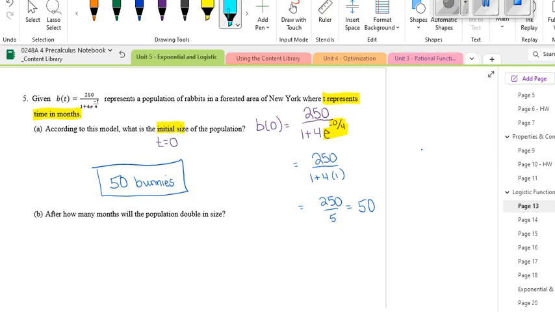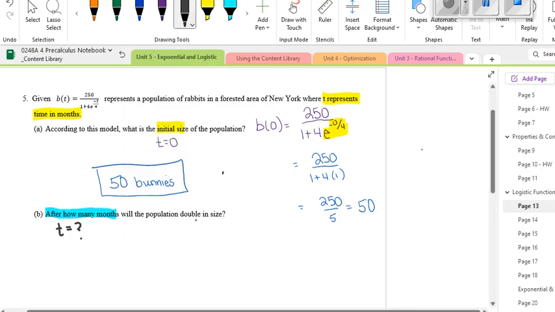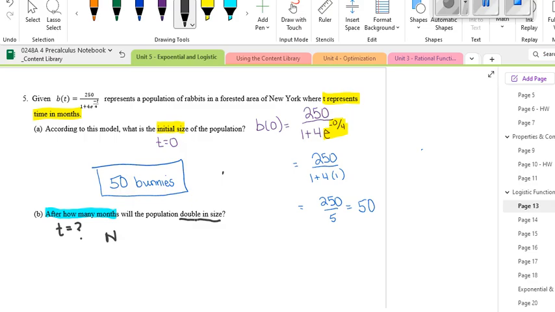The second piece of this wants to know after how many months. So in other words, what is the t-value going to be equal to when the population has doubled in size? Well, if the population started at 50 and is doubled in size, that makes the new population equal to 100. So we want 100 to be equal to our fraction 250 over 1 plus 4e to the power of negative t over 4.